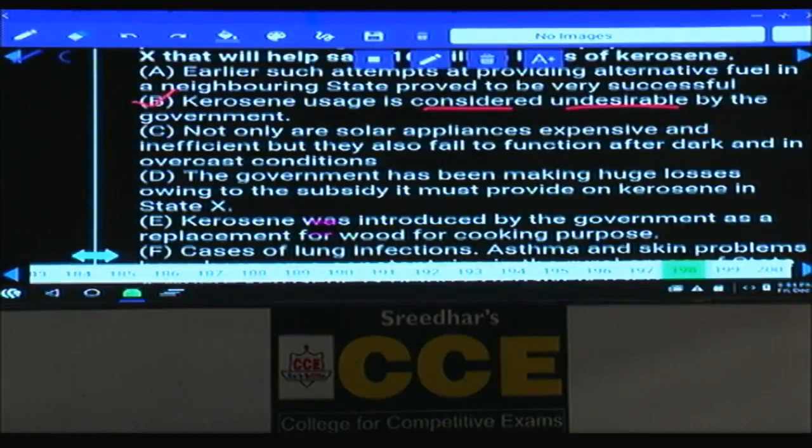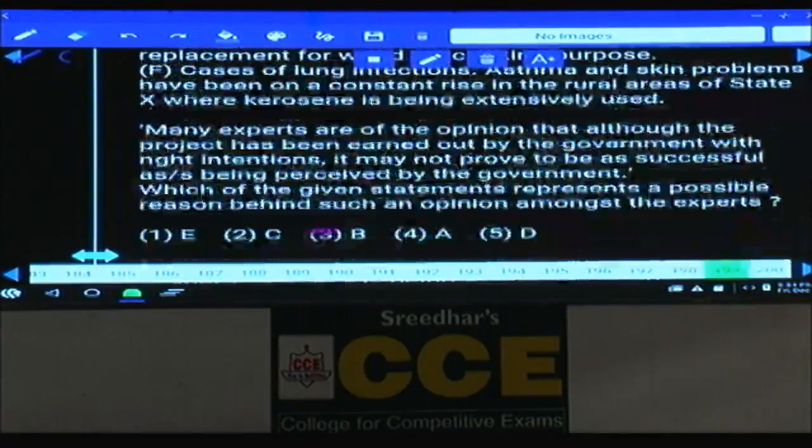Then coming to 199. Now in this 199, tell me what is the information we have? Many experts are of the opinion that although the project has been carried out by the government with right intentions, it may not prove to be successful. Which of the following given statements represent a possible reason behind such an opinion?